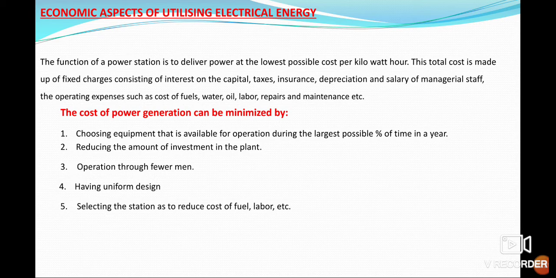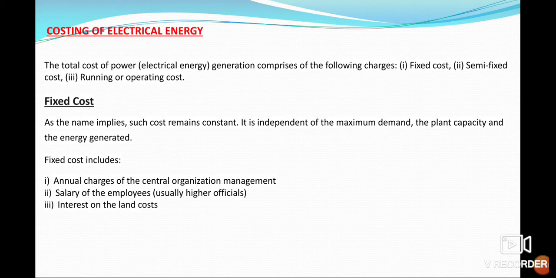This cost is made up of fixed charges consisting of interest on the capital, taxes, insurance, depreciation and salary of managerial staff, and the operating expenses such as cost of fuels, water, oil, labor, repairs and maintenance. So the cost of power generation can be minimized by operation through fewer men having uniform design, selecting the station so as to reduce cost of fuel and labor, and sometimes reducing the amount of investment in the plant, and choosing equipment that is available for operation during the largest possible percentage of time in a year.